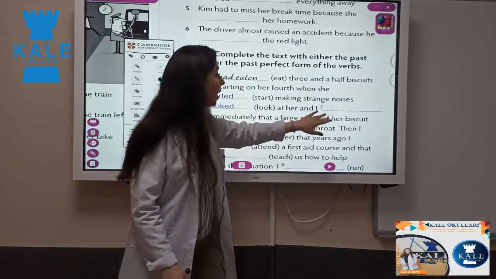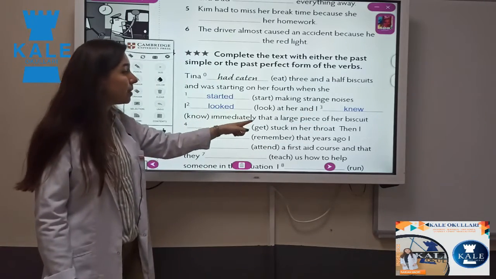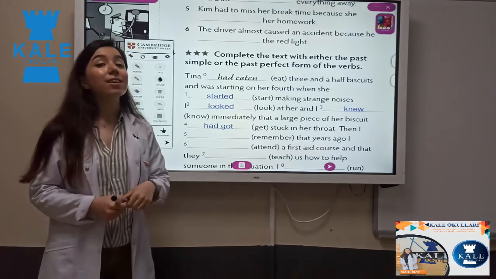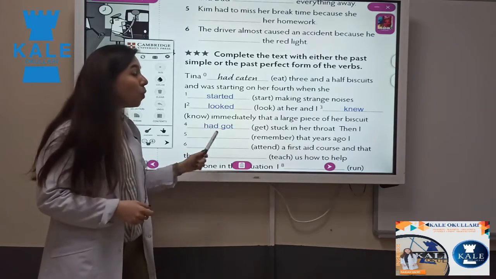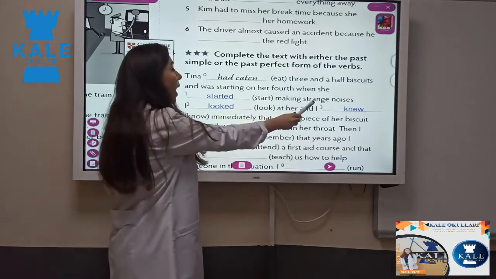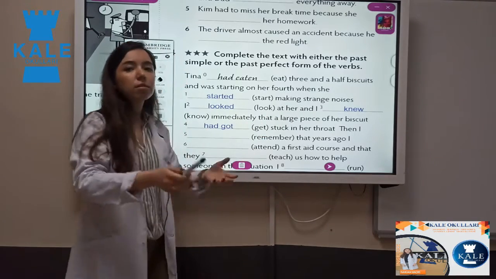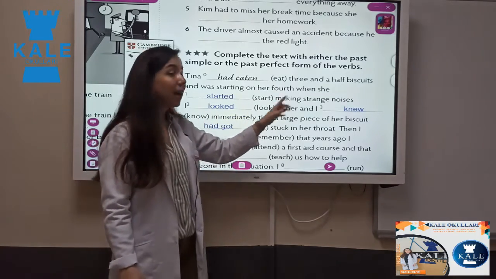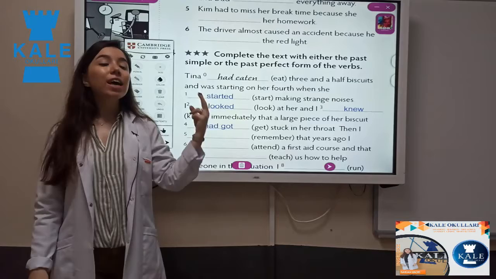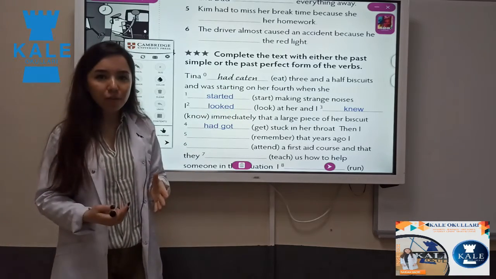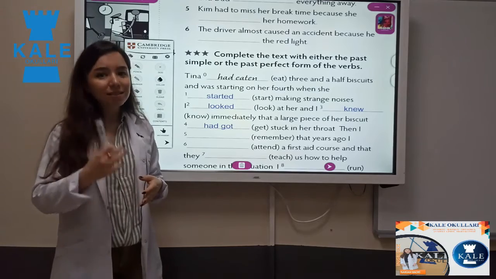I looked at her and I knew immediately that a large piece of her biscuit had got stuck in her throat. Here, why do we use past perfect simple? Look at here. I am going to tell you. I looked at her in the past time. It's finished. And I knew immediately, I knew when I looked at it. When two sentences come one after the other, it means that both of them happened in the past at the same time.